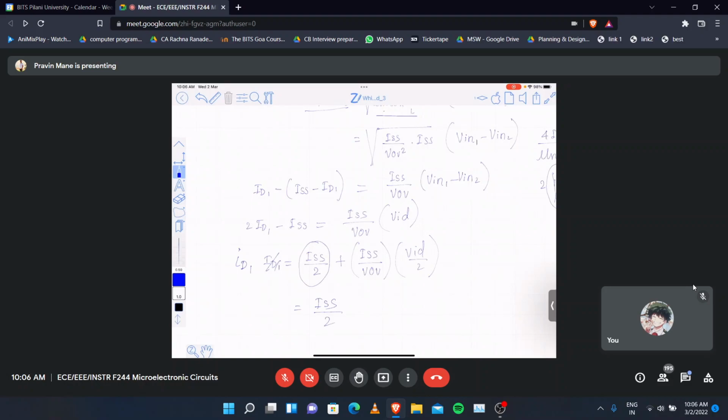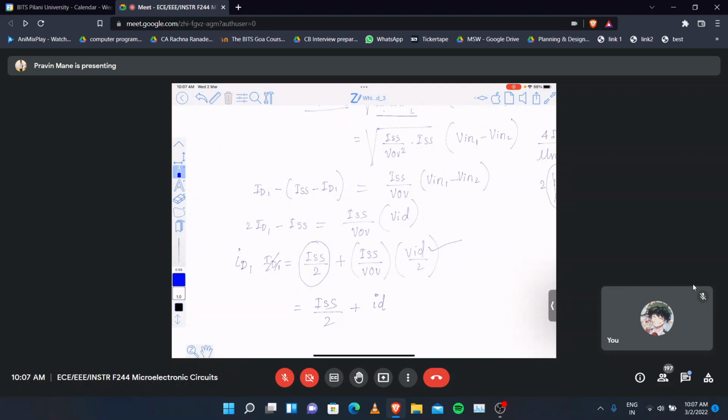Why is this DC current flowing in the circuit? Because of which voltage? VinCM. VCM is responsible for this current ISS by 2. And plus, there is a current because of differential voltage. Can I call this the small signal current ID? Yes, sir. So this is small signal current ID, whose value is ISS divided by V overdrive multiplied by VID by 2.